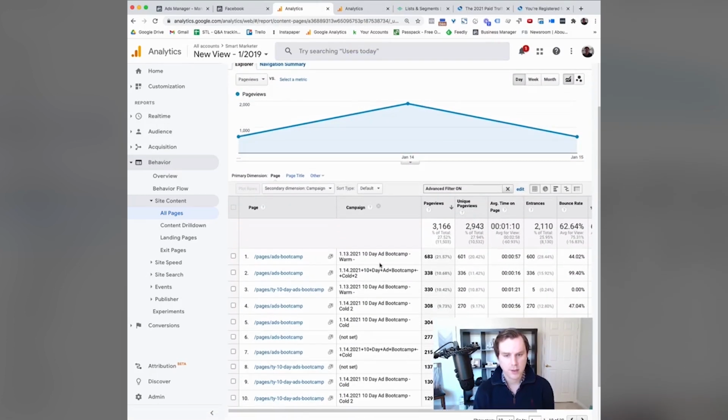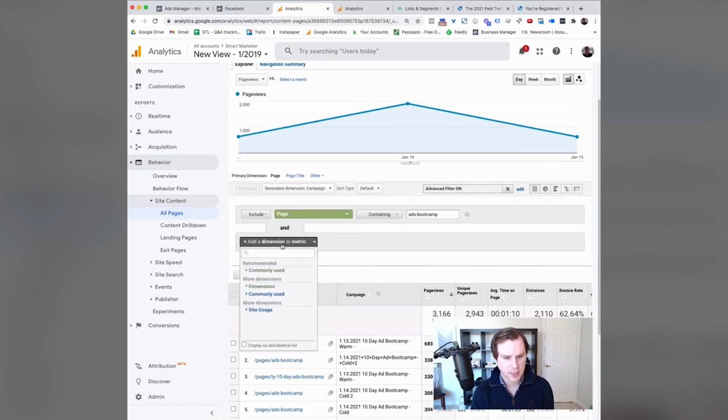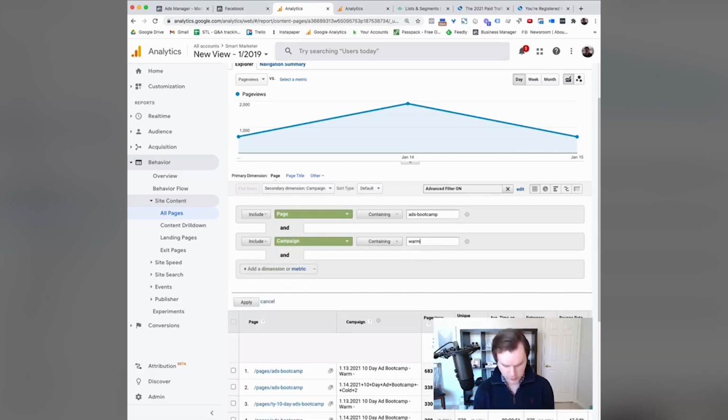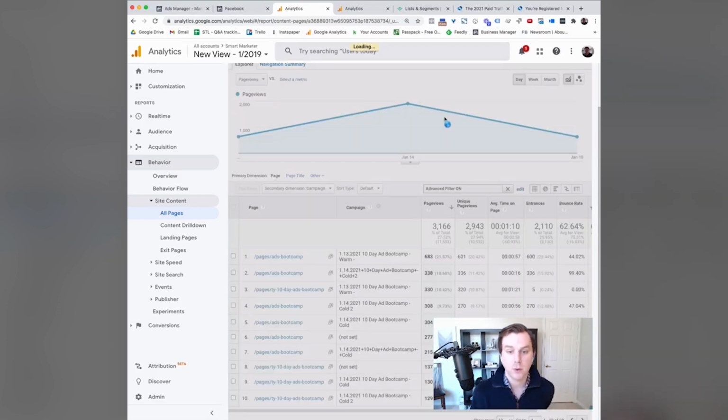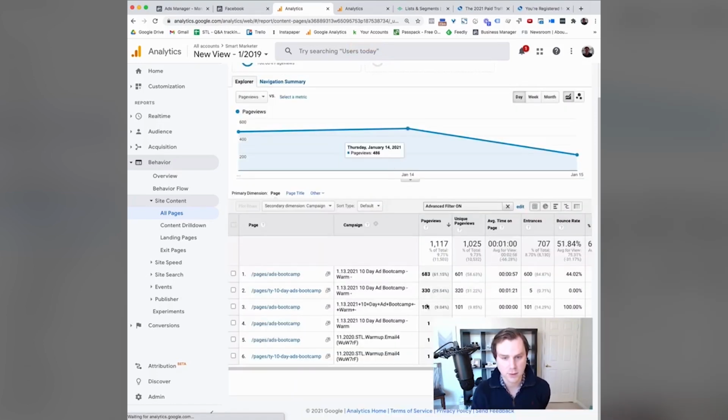So we can go in and say, okay, the warm, and this is where I'm going to just add another filter to make this easier to visualize. And we use the word warm in all the warm campaigns. We use the word cold in all the cold campaigns. It makes it real easy to do this.